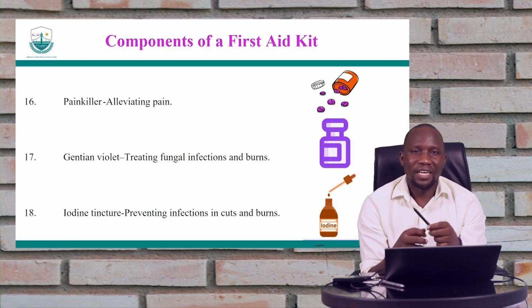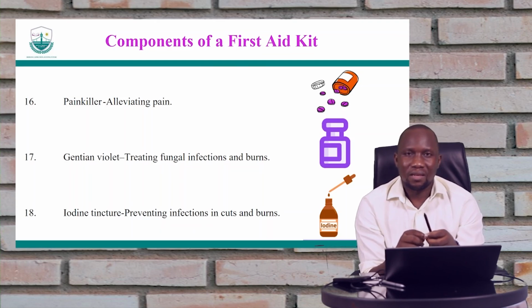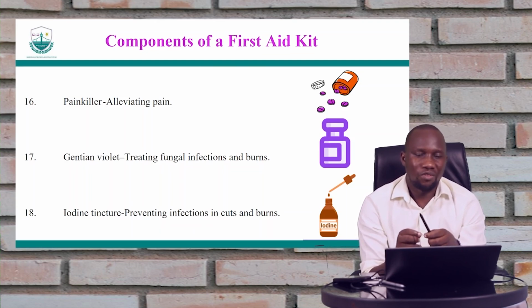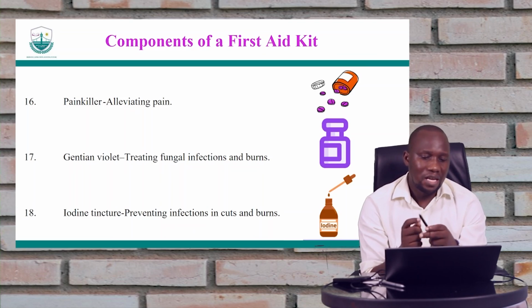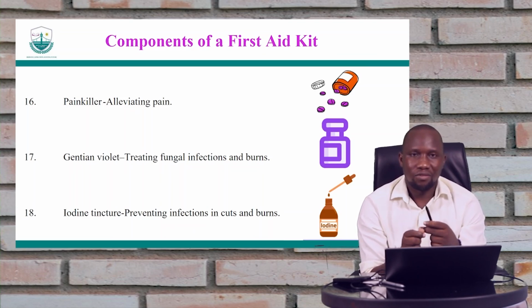You can have painkillers. For someone who has got an injury and is experiencing a lot of pain, you can give them paracetamol or ibuprofen that you can find there. Gentian violet is a medication that can be used for treating infections and burns. If someone gets a burn, you can apply that gentian violet. Iodine, I've already explained it, is to prevent infections. So you can clean the wound. That wound can be as a result of a cut or even a burn.